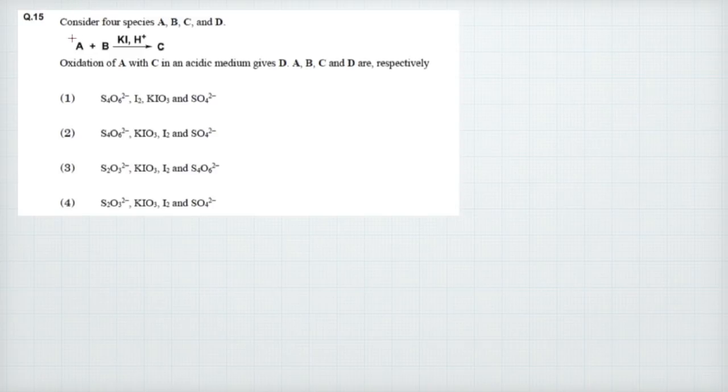Okay, it says consider the 4 species A, B, C, and one more species D. It is said that when A and B react in the presence of potassium iodide and in acidic medium, you get C. And when you do oxidation of A with C, that means if A and C get oxidized in the acidic medium, it gives you some compound D. So they're asking what is A, B, C, and D.